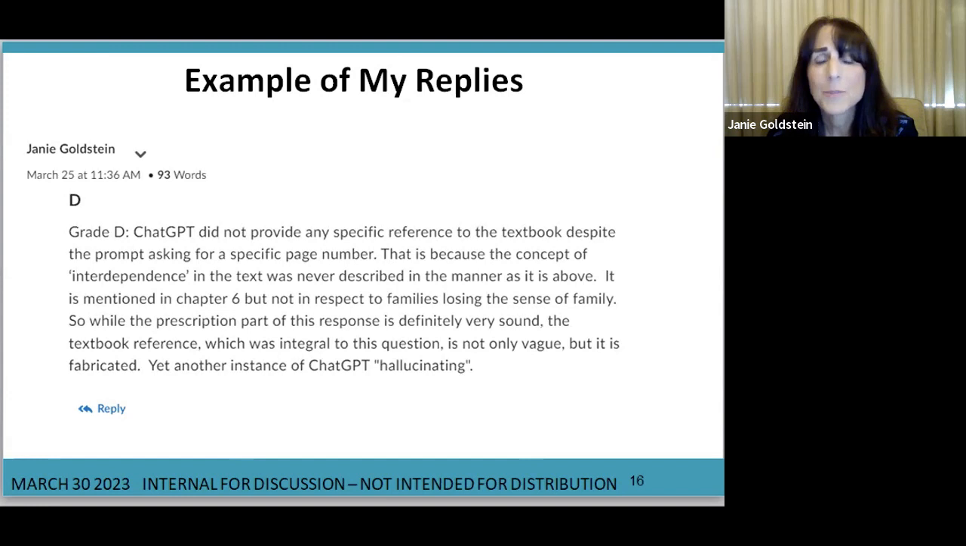What I noticed is ChatGPT referred to a paradox, but never said where it was in the textbook. It talked about interdependence. I found this in our textbook in chapter 6, but it wasn't used in the way that ChatGPT described in the response. While the prescription part of the response was actually pretty good and pretty sound, the textbook reference, which was really integral to the question, wasn't just vague, it was fabricated.